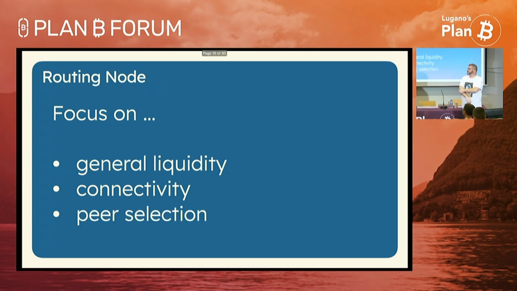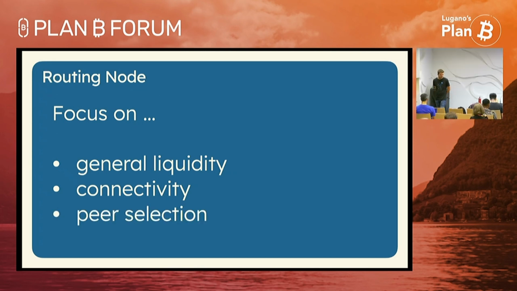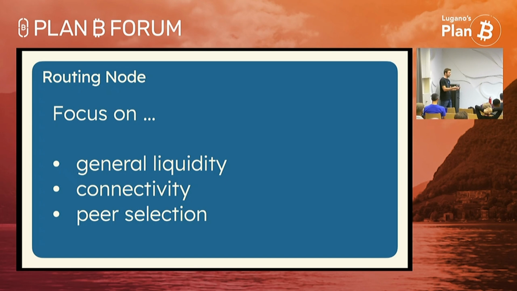Yes. Then there is also the routing node. There we are just in between of a path, and we just want to receive a payment in order to forward it to the final recipient at some point. There, general liquidity is certainly a topic, so not only inbound but also outbound liquidity, and connectivity as well. And we have to be more picky when it comes to which peer we select, but we will come back to this later.